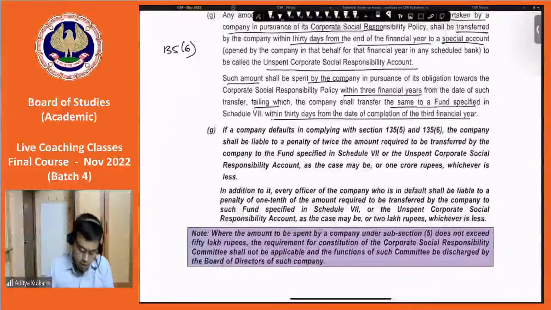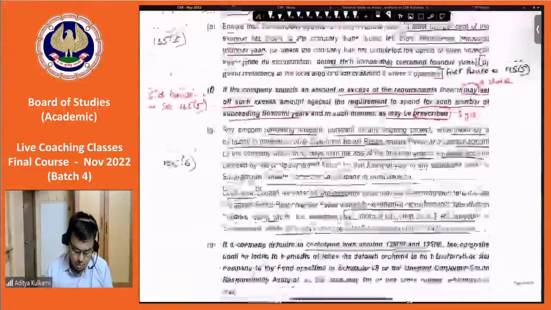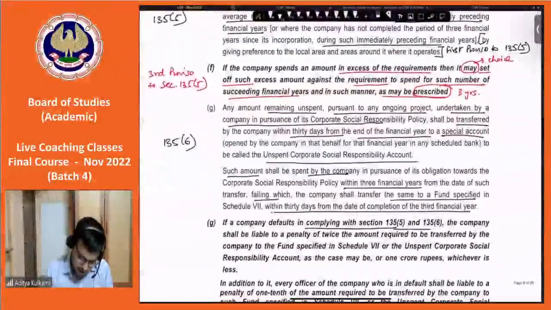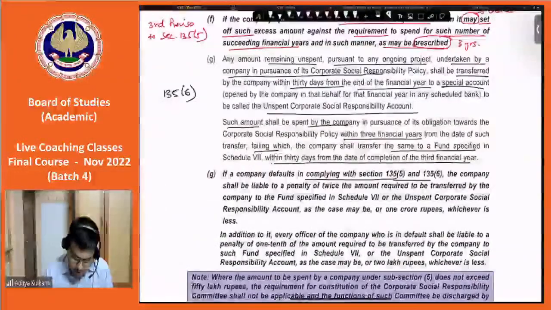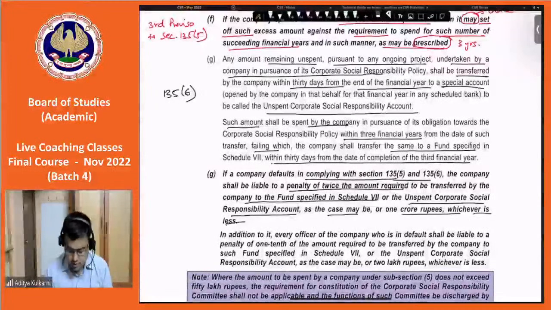If a company defaults in complying with 135.5 and 135.6. Okay, so what is 135.5? Spending at least 2%, and 135.6, that is the ongoing project. If it defaults, then the company shall be liable to a penalty of twice the amount required to be transferred to the fund specified in Schedule 7 or the unspent CSR account, as the case may be, or 1 crore rupees, whichever is less.